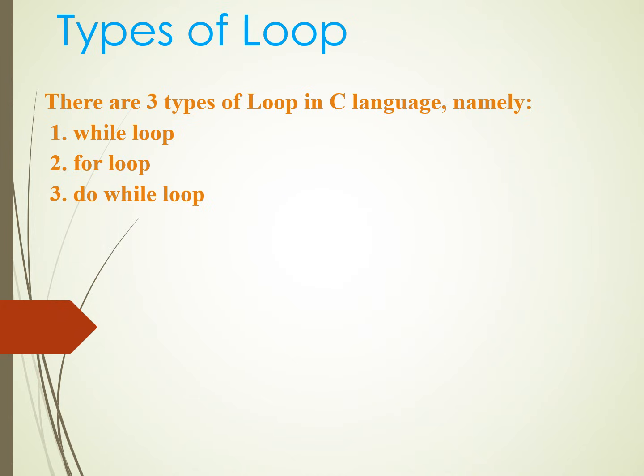The while loop checks the condition before executing the loop body. The for loop is mainly used when we already know how many times the loop should be executed. The do while loop executes the loop body first and checks the condition afterwards. Because of this, it always executes at least one time. In the next few slides, we will understand each loop in detail along with examples.